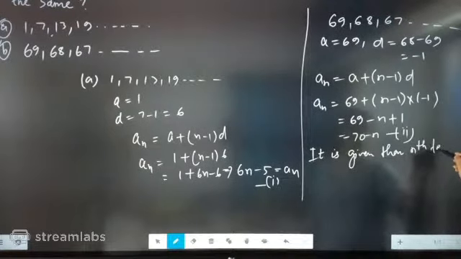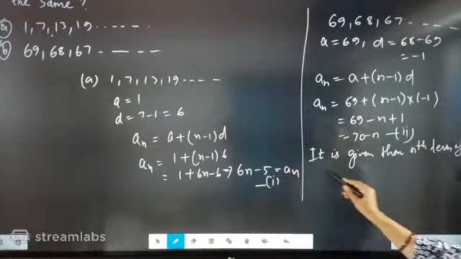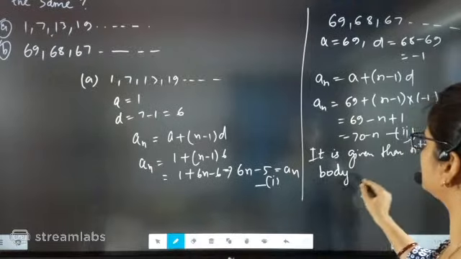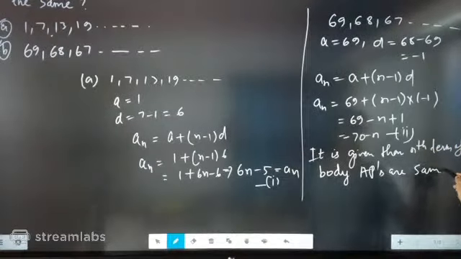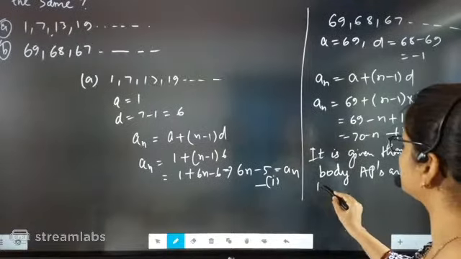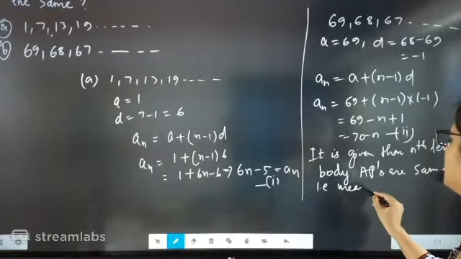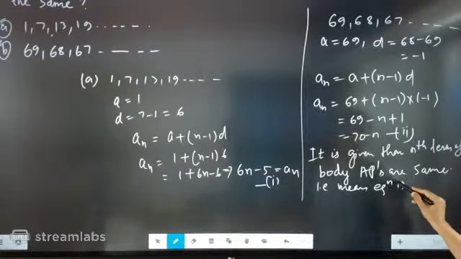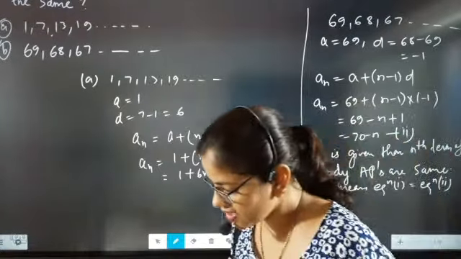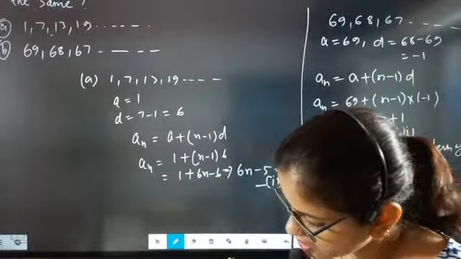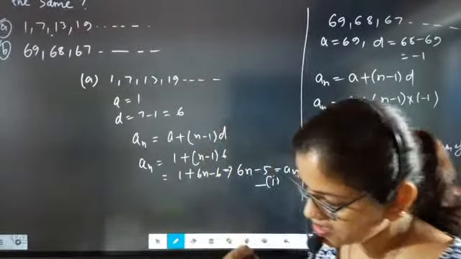So it is given that the nth term of both APs are the same. That means equation 1 is equal to equation 2. Yes or no, beta? It is already given that the nth term is the same. Until now, I am getting this question. Now, are you understanding, beta?